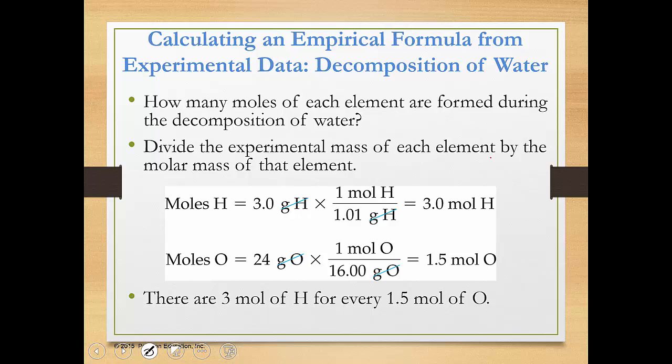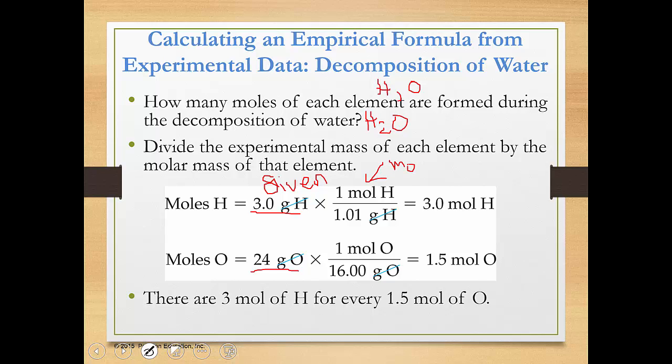All right, so here's how we do this. How many moles of each element, hydrogen and oxygen, are going to be formed during the decomposition of the water that we started with, the H2O? So what we're going to do is divide the experimental mass of each element by its molar mass. In other words, these were the given values, the 3 grams of hydrogen, the 24 grams of oxygen. We were given those values, and what we want to do is simply convert the number of grams to the number of moles.